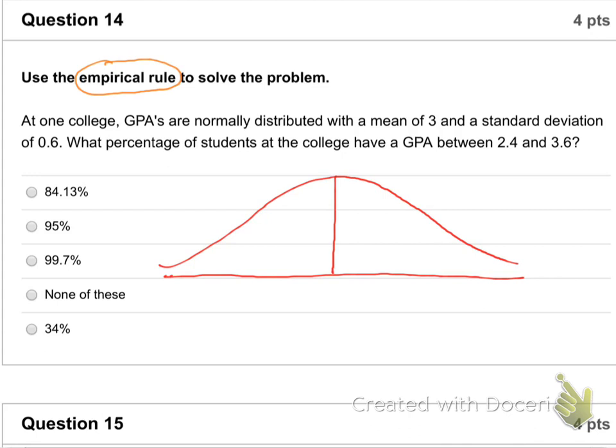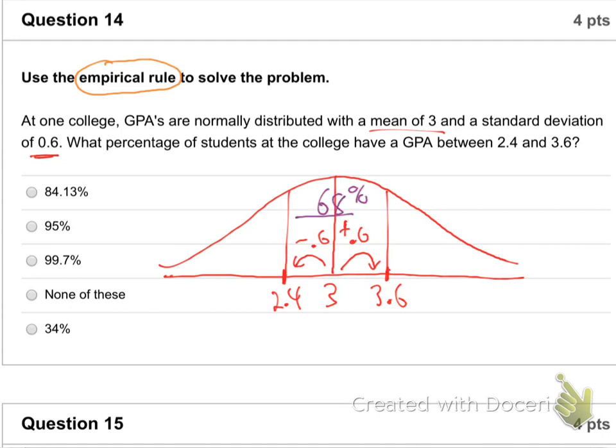Whatever the middle is, that's the mean, 3. Then you go in jumps, one jump each way, a standard deviation jump, remember that? They're saying the standard deviation is 0.6. So if you jump to the right 0.6, this will be 3.6. And if you jump back, that'll be 2.4. So this mark is 2.4. This is 3.6. Now, what percentage of the data are in that zone?